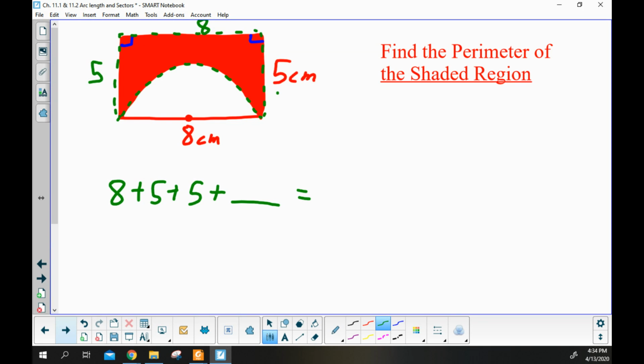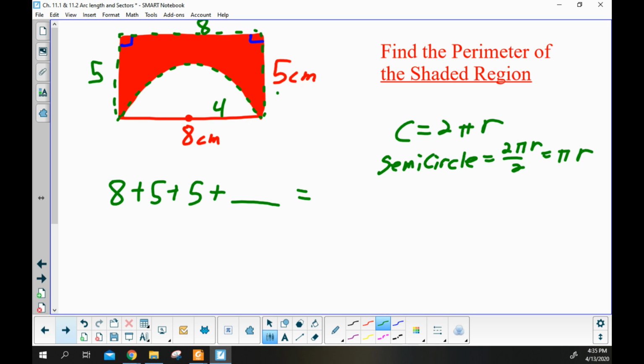Now, we know this is not a full circle, but it's half a circle. So if you think about it, if my diameter here is 8, that means my radius is 4. And if we're doing half a circle, well, the circumference is 2 pi r. So for a semicircle, it's got to be 2 pi r divided by 2, so it's just pi times the radius. So in this case, this is just basically 4 pi.